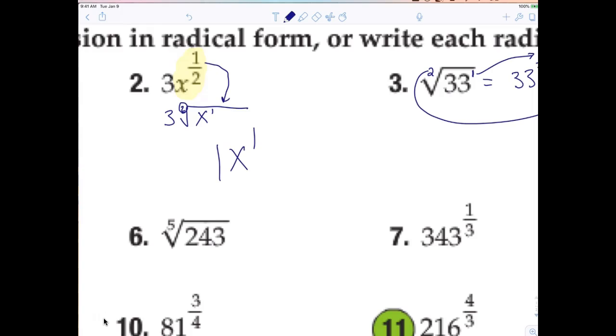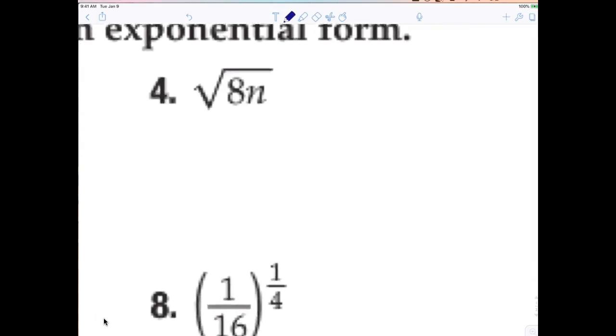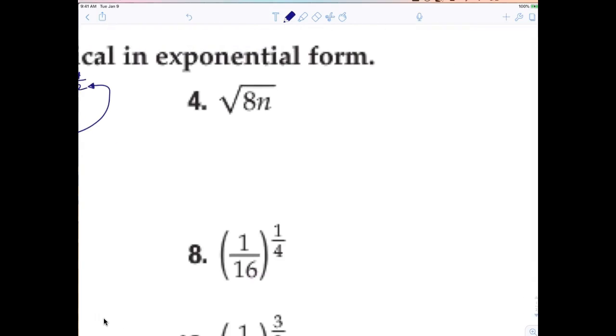So is the 2 like the understood 2? Is that basically like the root? That's what that means. All right? And that tells you how many times you're multiplying to get that number. We're going to get down here in the bottom and you'll see better examples. But right now, number 4. Because both of them are under the radical sign, you need parentheses. So it would just be 8n raised to the what power? 1/2.